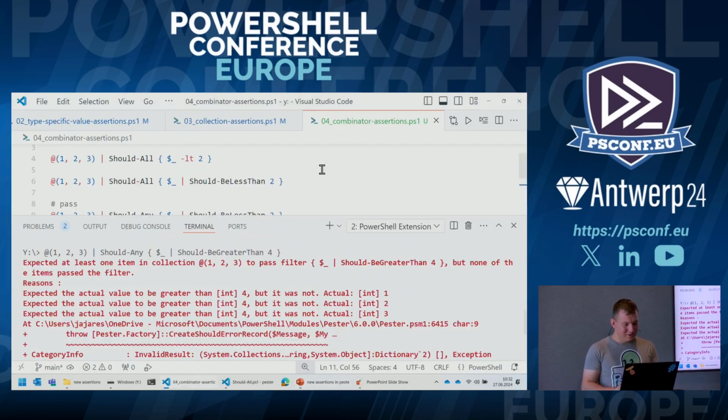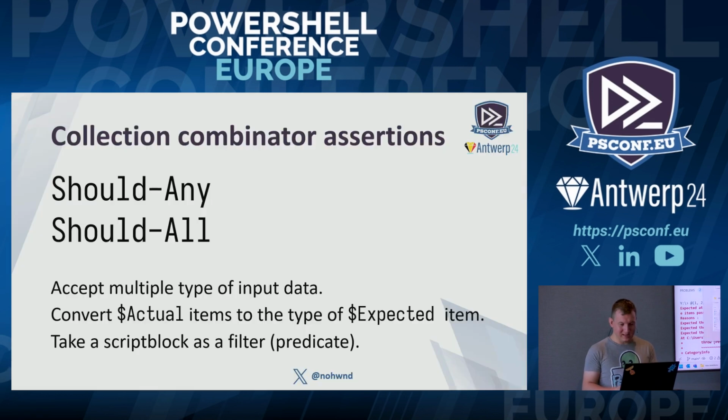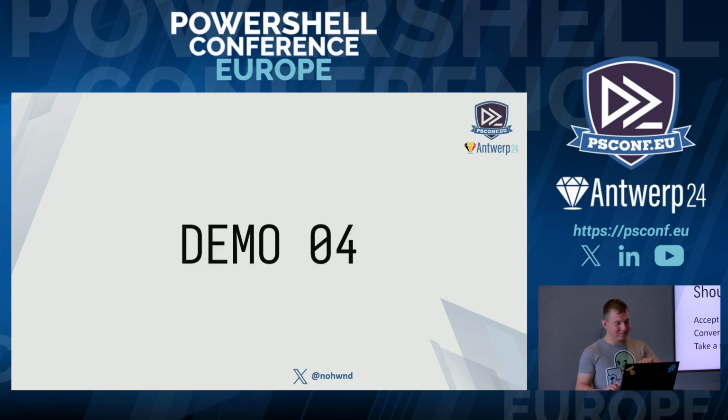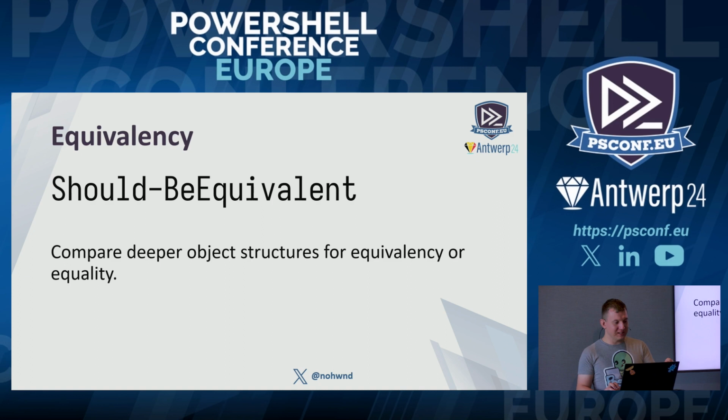Where were we? So yeah, we saw all the demos here. That's good. So the collection combinator assertions allow you to do this kind of stuff, and when there will be more assertions, there might be more of the combinators as well, more options to them, and so on. So this is the start. We went through this, so that's perfect.